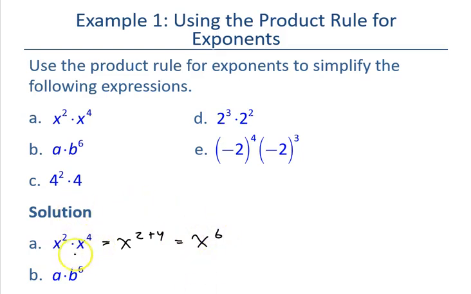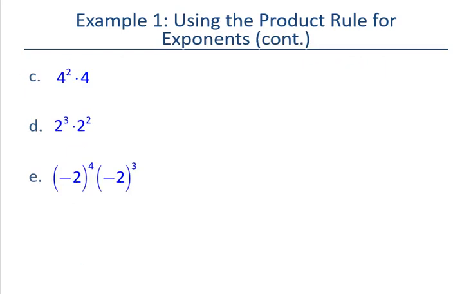Okay, looking also here, we have a times b to the power of 6. Well, notice they have different bases, so we can still multiply those together, but we're just going to get a times b to the power of 6.